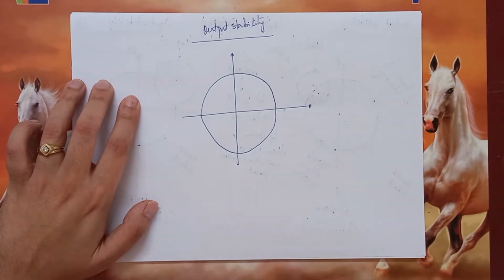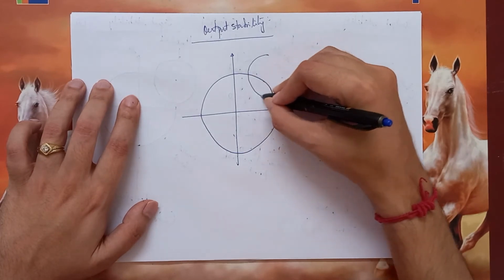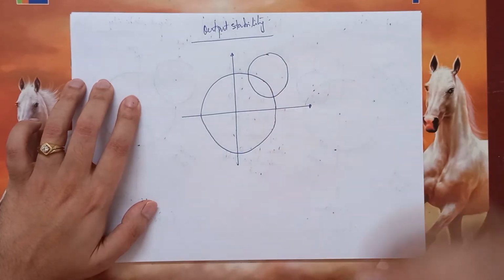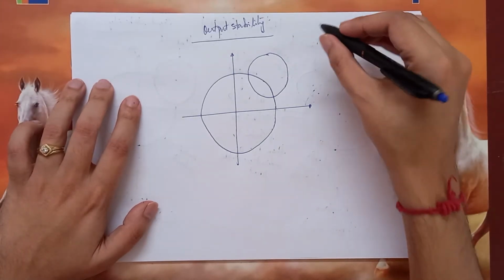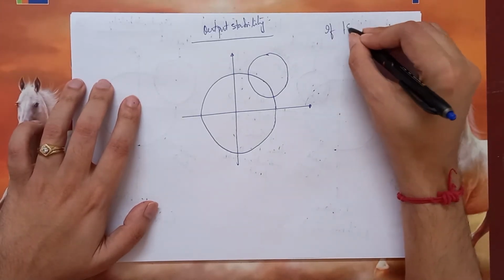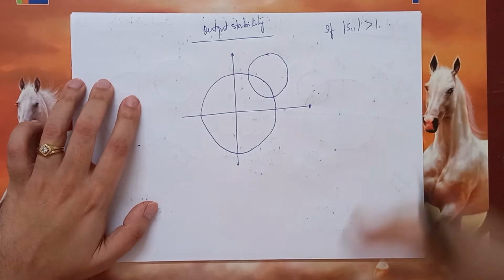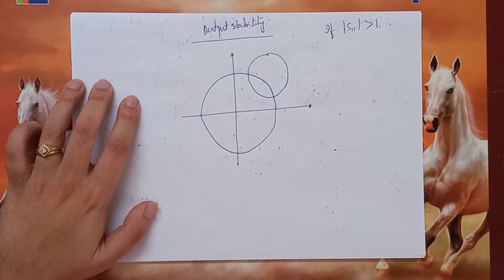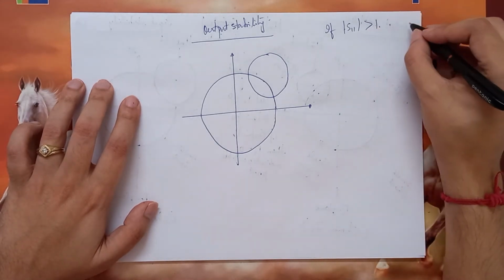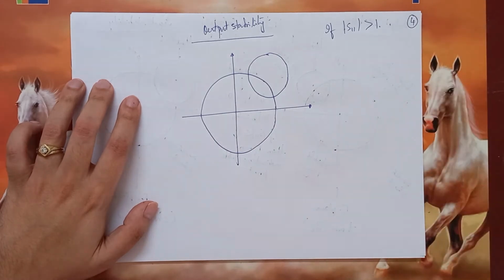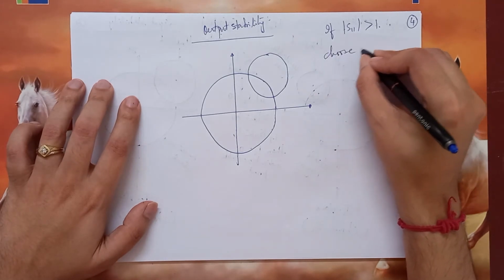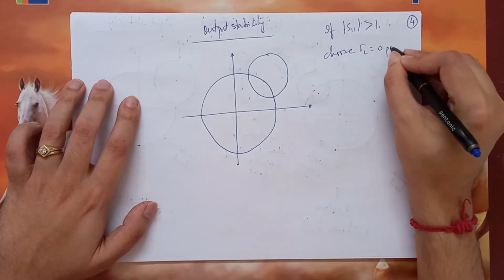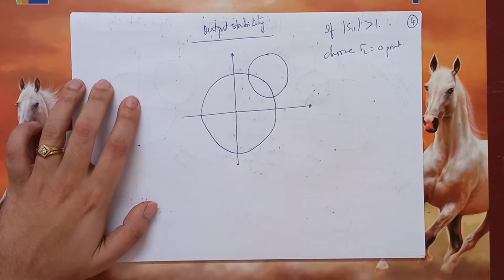This is the Smith chart. This is the stability circle. Again, if now the magnitude of S11 is more than 1, which is possible for an MMIC, then what? Again, choose gamma L equal to 0 point. That is the center of the Smith chart.